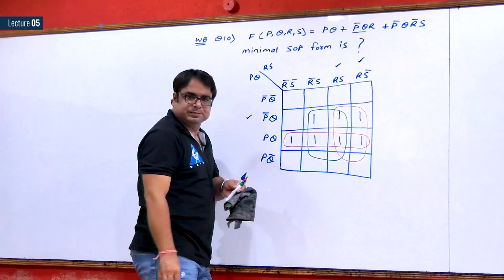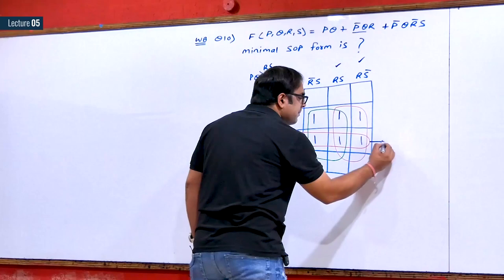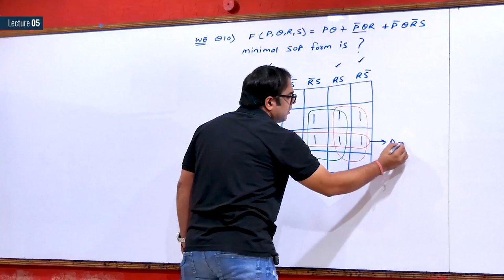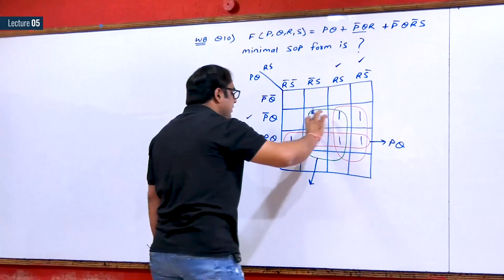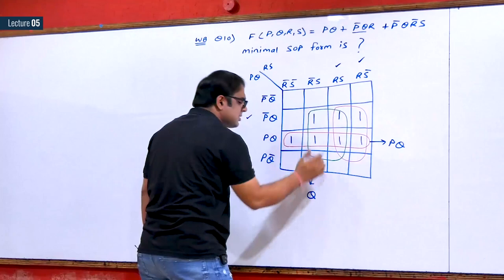Now let us start writing the answer. This simplest quad, this horizontal line, is PQ. For the left hand side quad, Q is common from this side. For the left hand side quad, S is common from this side.